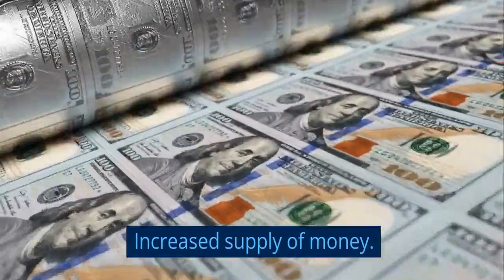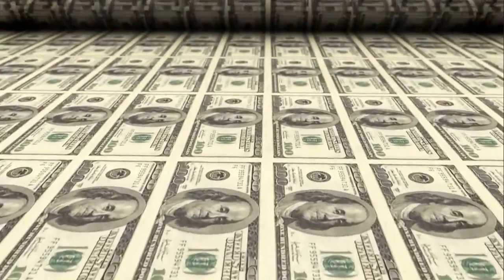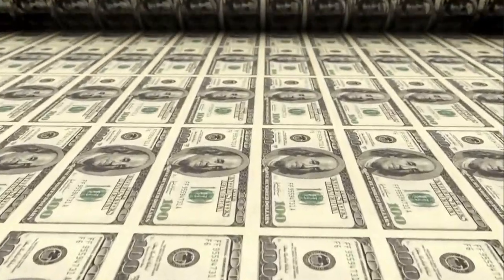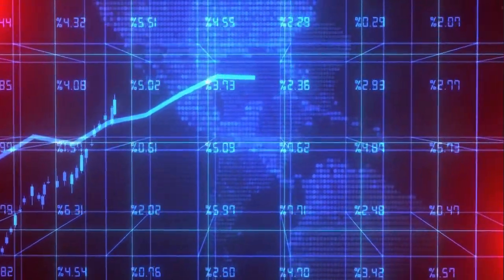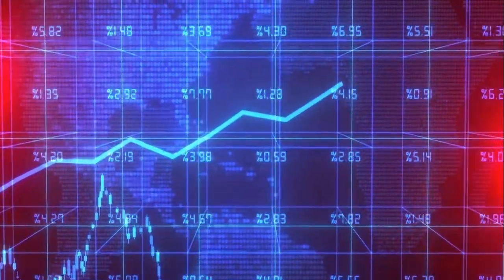Increased supply of money. When the government prints more money, it can lead to inflation. This is because the increased supply of money can lead to an increase in demand for goods and services, which can push prices up.